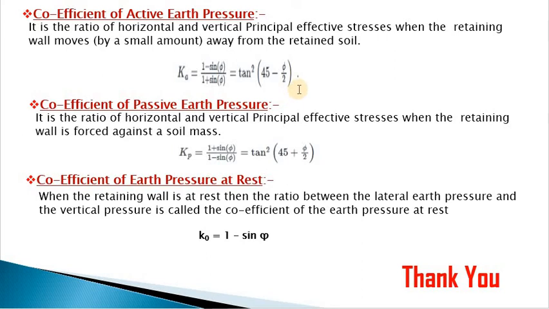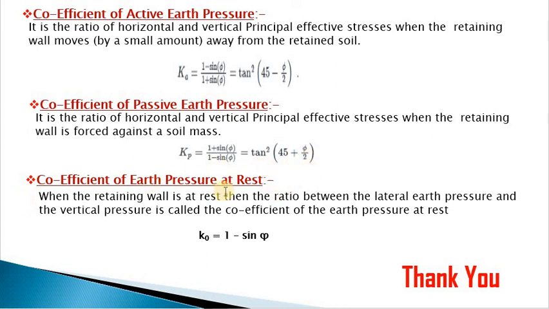Now phi is equal to the angle of internal resistance of the soil material. Phi is basically a property of the soil. And the coefficient of the passive earth pressure Kp is (1 plus sin phi) divided by (1 minus sin phi), which is equal to tan square (45 plus phi by 2).